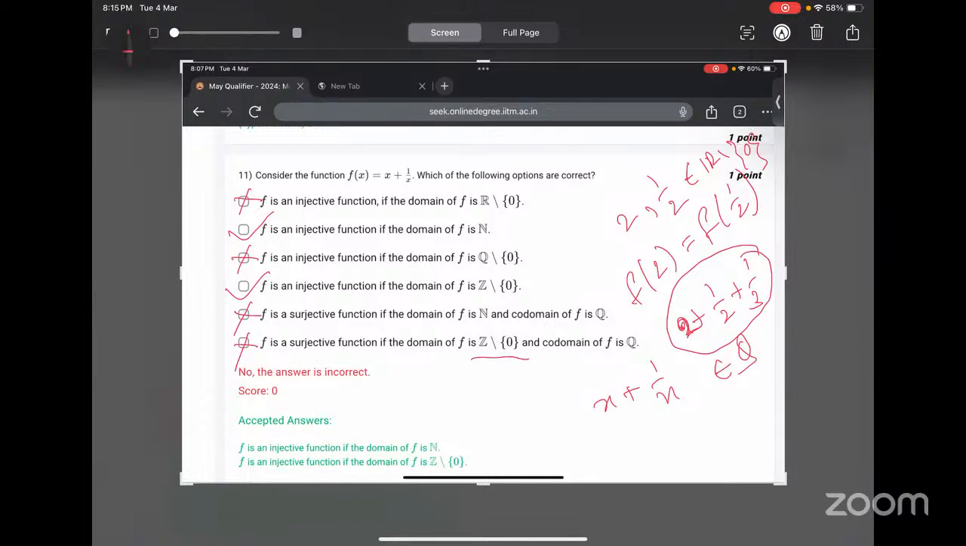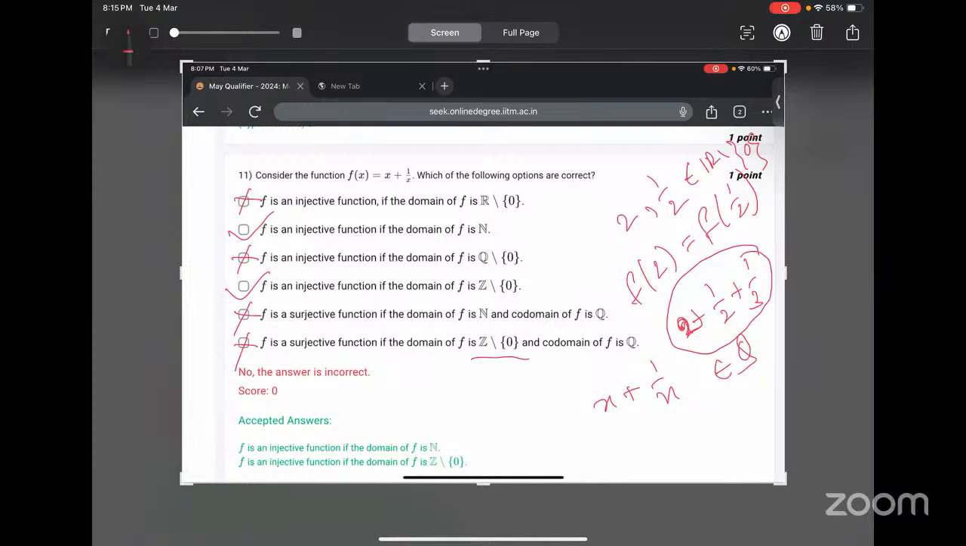Excuse me, ma'am. Can you please explain the third option once more? Third option: f is injective if the domain is Q.